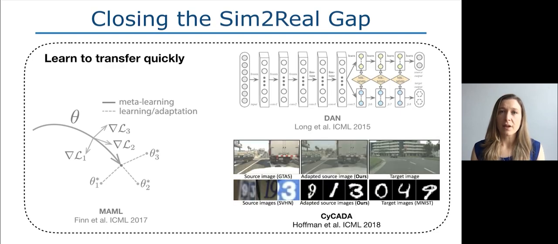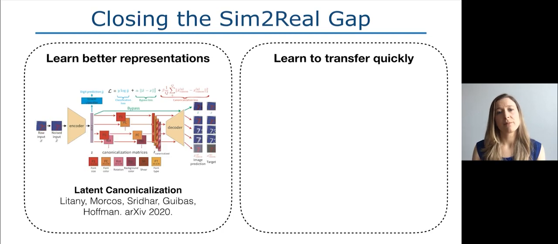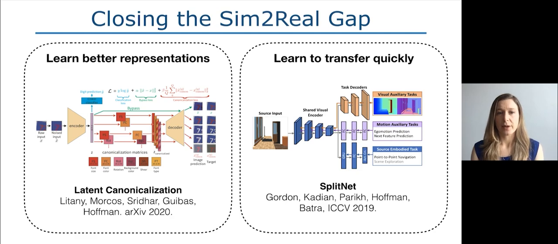And most recently, a lot of works have focused on image-to-image transfer to close this sim-to-real gap. In today's talk, I'm going to be covering two different recent works that focus on either learning better representations or learning to transfer quickly. Learning representations will be through latent canonicalization, and learning to transfer quickly through an implicit modularization of the overall modeling framework.